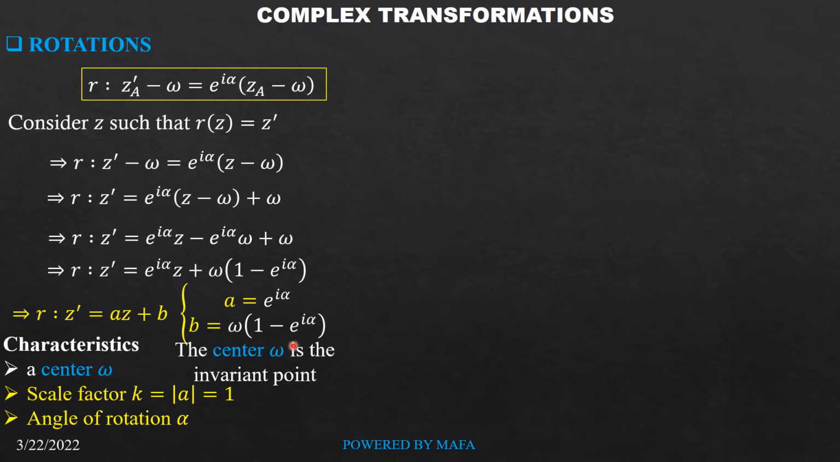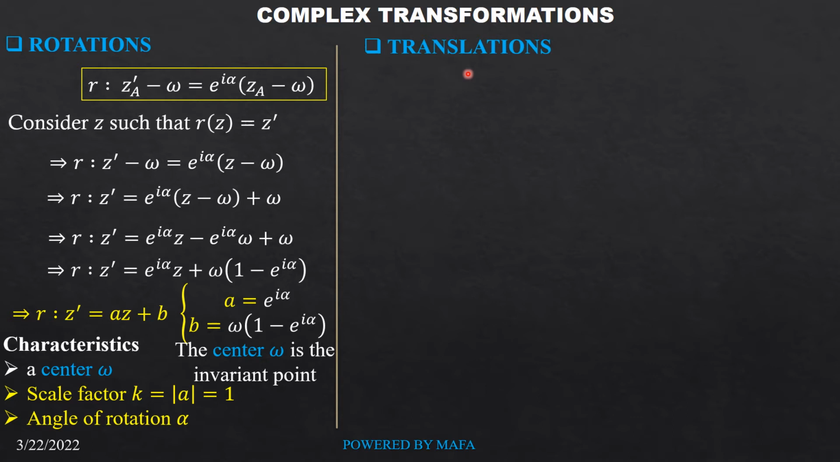The center omega is the invariant point. So for all these transformations with center, their center is always their invariant point, meaning that the center does not change after passing through the transformation.